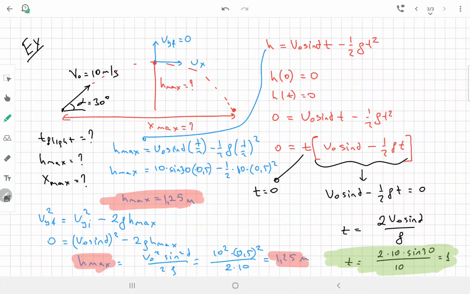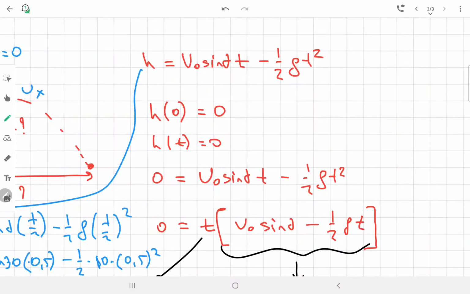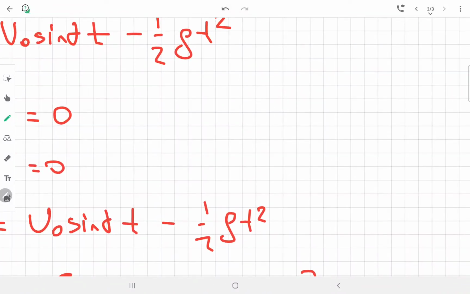Now question number 3. We need to find maximum range. Maximum displacement in x direction. So let me use this part. And we know that in x direction, we have a constant velocity, and this velocity is the x component, horizontal component of the initial velocity. So x max equal to velocity in x direction times time. Of course, maximum range will be when it will come back to the earth, when it will land, when it will hit the ground again. It means after 1 second.